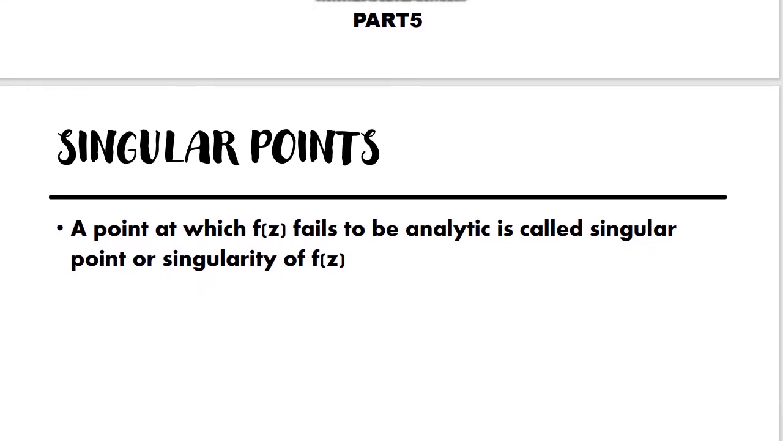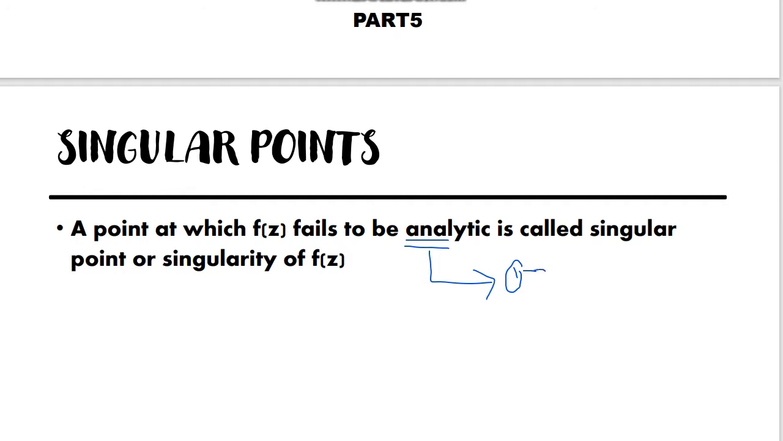This is the fifth video of a complex number series. In today's topic, what we're going to discuss is singular points. A singular point is a point at which f(z) fails to be analytic. We know about analytic functions. What are analytic functions?